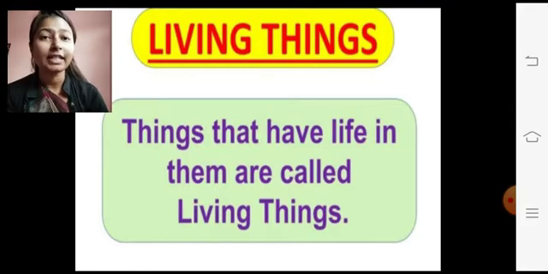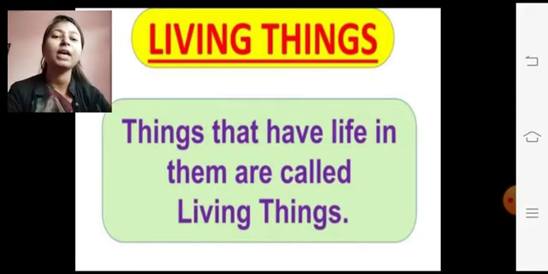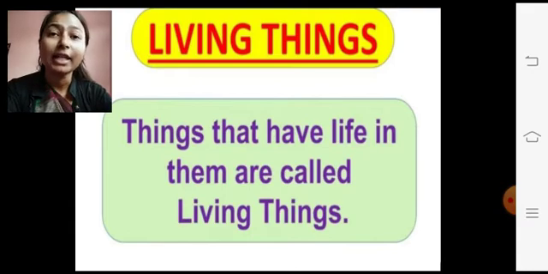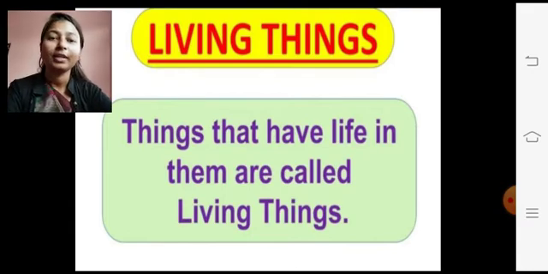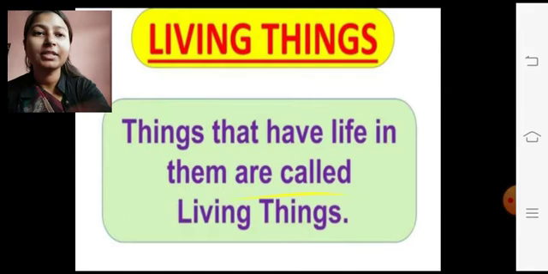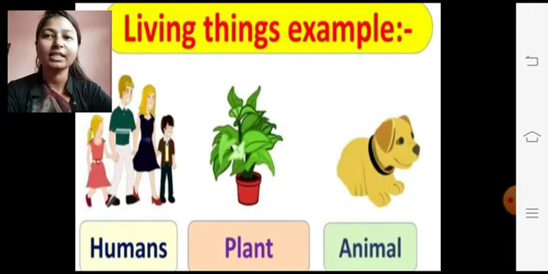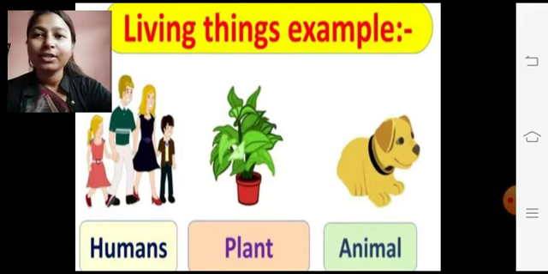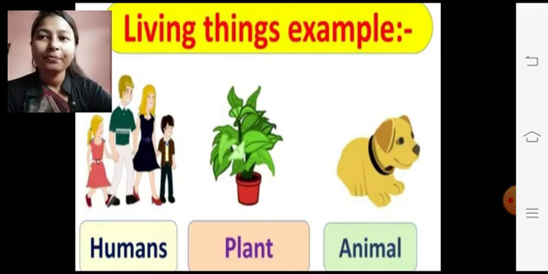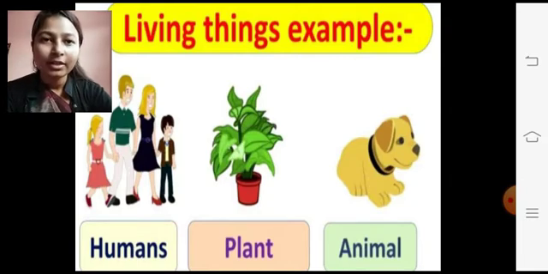Things that have life in them are called living things. Let's see some examples of living things. First of all, you can see in the picture, yes, a man, a woman, children. All together, we call them human or human beings. Okay?